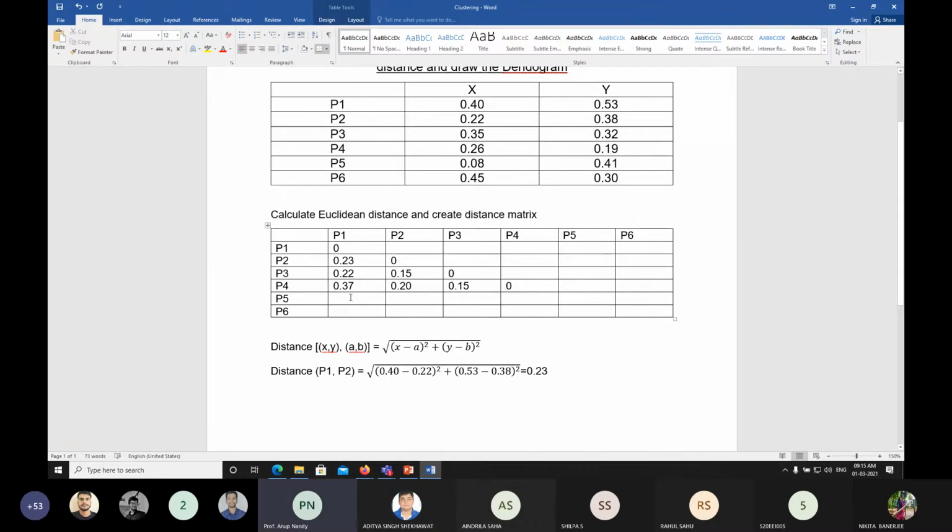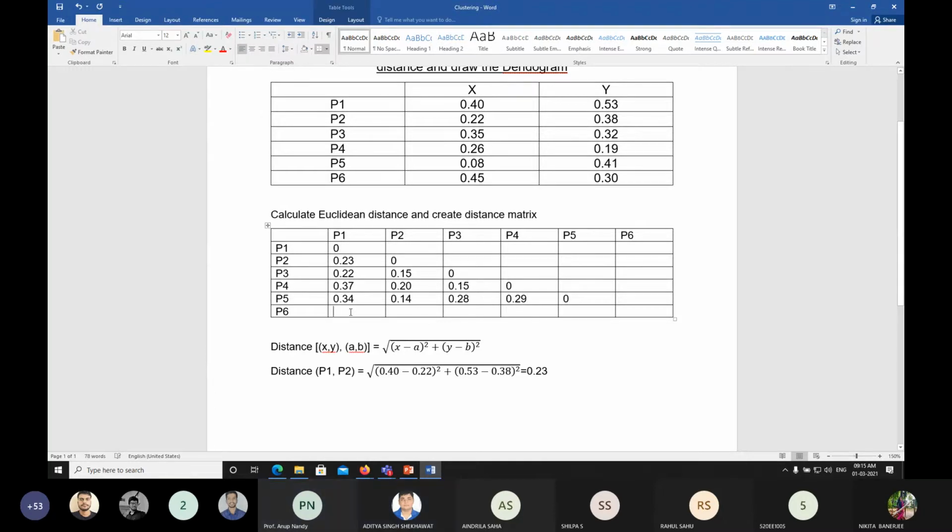P5 P1 will be 0.34. Correct. Then this is 0.14. And the next one will be 0.28. Next one will be 0.28. Right.